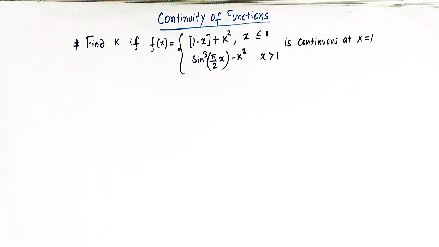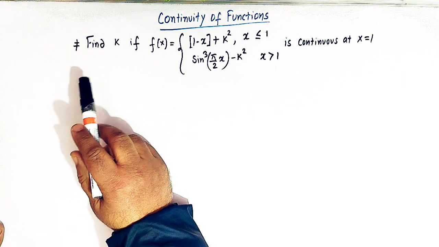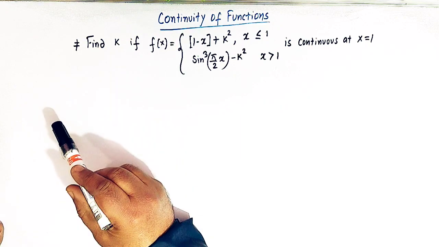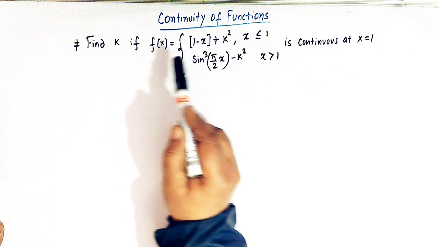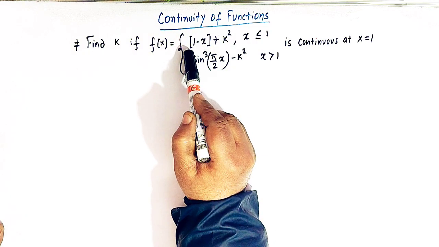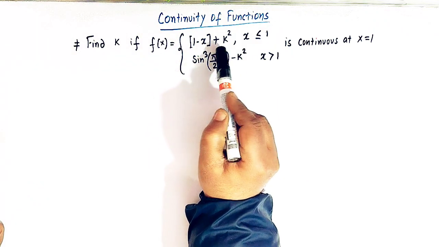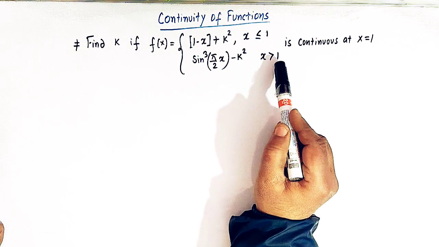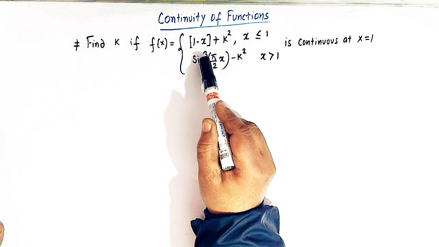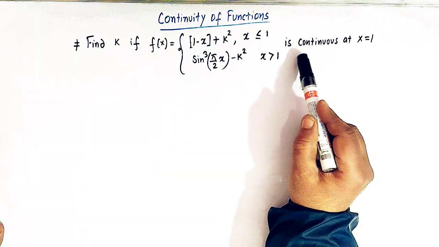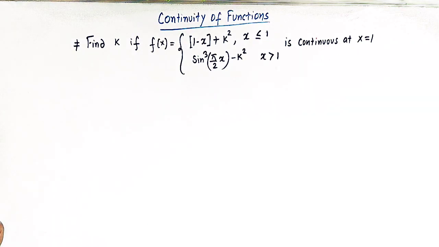Hello viewers, in today's class we are going to discuss one important problem from continuity of functions. Here we have to find the value of k, where k is some real number, if the function f of x, defined as the greatest integer of 1 minus x plus k square for x less than or equal to 1, and sine cube pi by 2x minus k square for x greater than 1, is given to be continuous at x equal to 1.